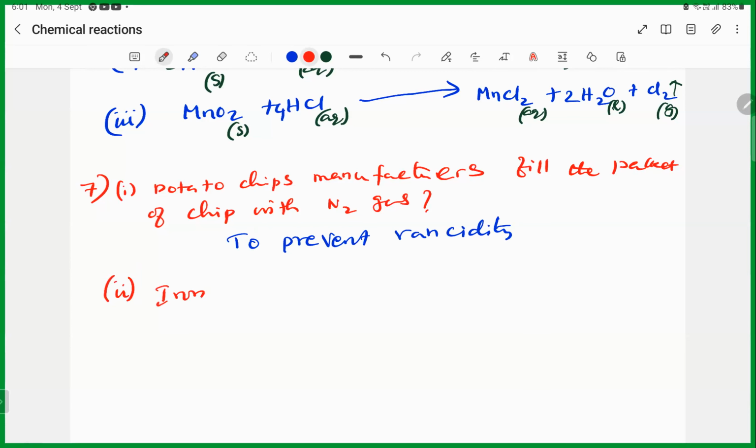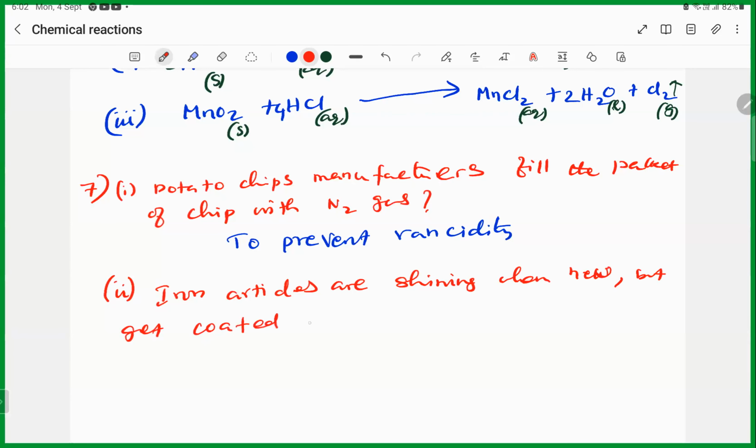Iron particles are shining when new, but get coated with a reddish brown powder when left for some time. Why?